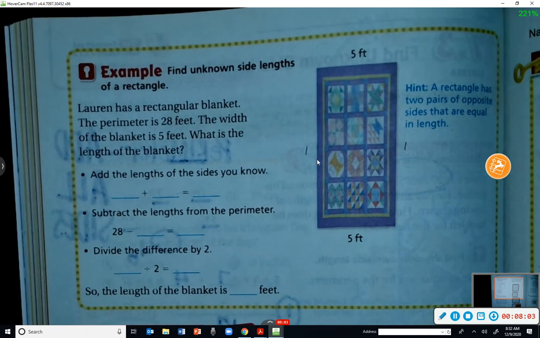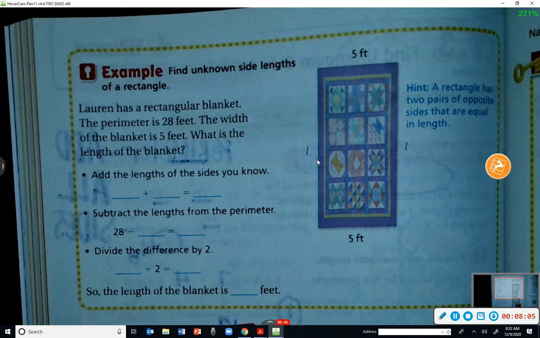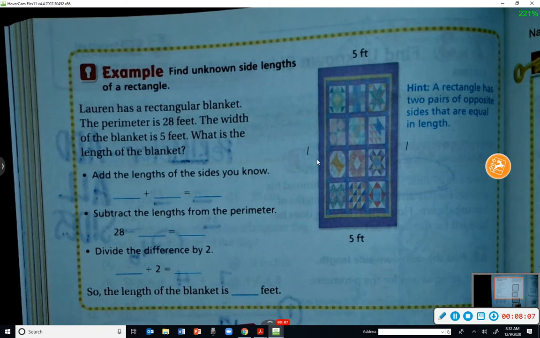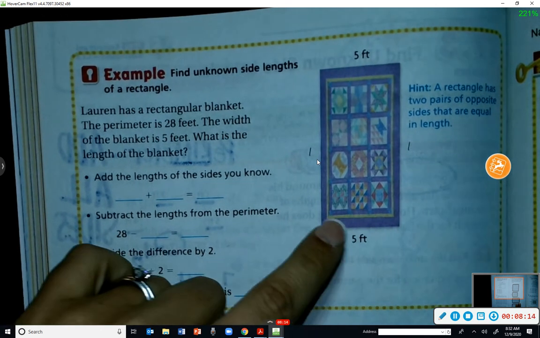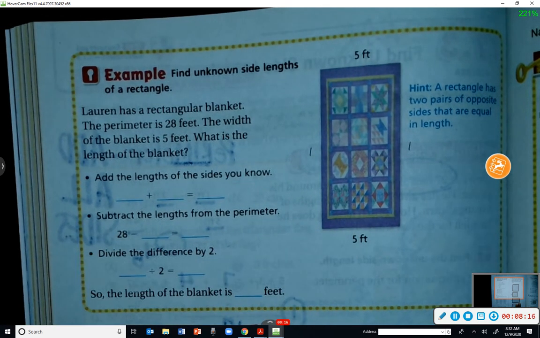Okay, last example. We're going to find the unknown side lengths this time of a rectangle. We know there's also something special about a rectangle. And what is it? What's special about a rectangle? Kaylee, do you remember? The same amount. The same amount on all 4 sides?